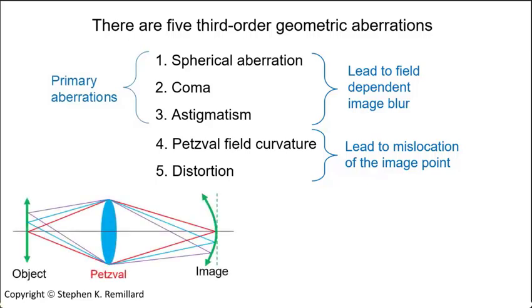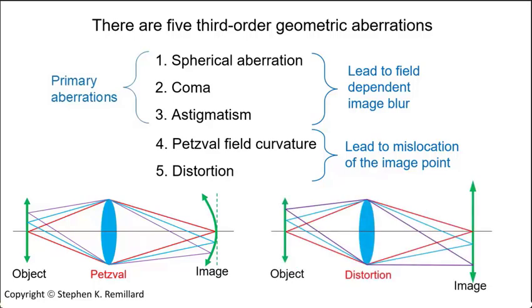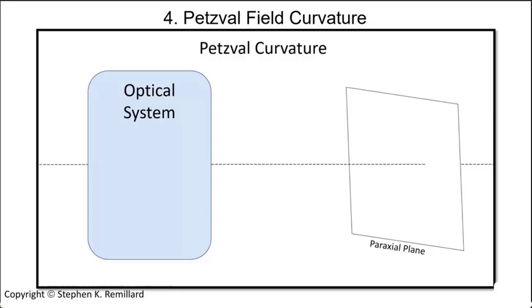These are Petzval field curvature, which moves the focal point off of the plane that contains the paraxial focus, and distortion, which moves the location of the paraxial focus on the image plane. Because rays originating from a field above the optical axis focus closer to the lens, Petzval causes an image blur around the edges of the image if a planar screen is being used when what's actually needed is a curved screen. Field curvature is a field-dependent defocus.